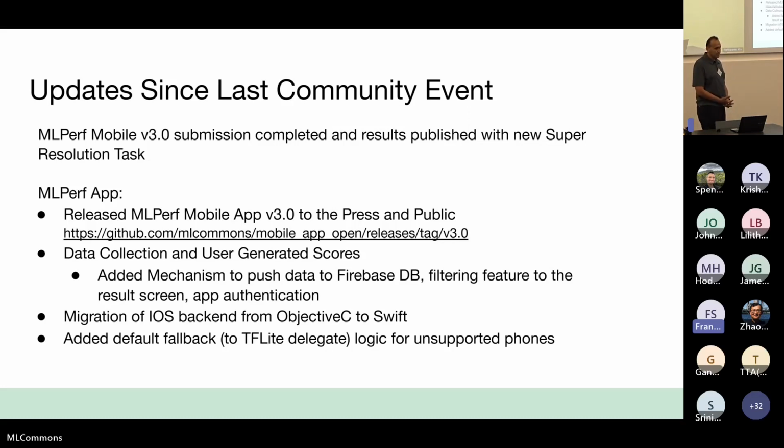We are working on an iOS app as well, and we have been working with contractors to migrate the iOS backend from Objective-C to Swift. And one thing which we've been working on for some time is adding a default backend. The app is not supported natively on most phones. It will probably crash if this backend is not supported. So we're trying to make it at least run on the CPU if that phone is not supported. Although that will not give you nice results, at least it will not crash.